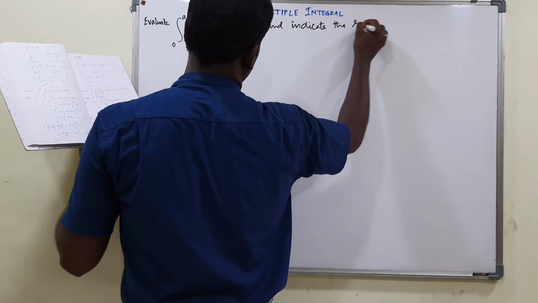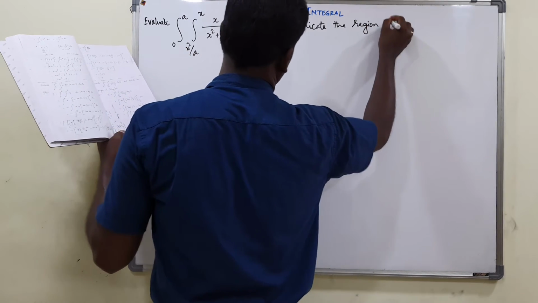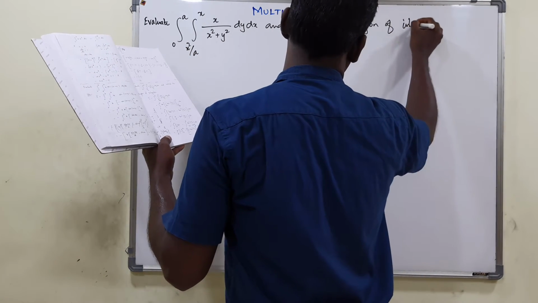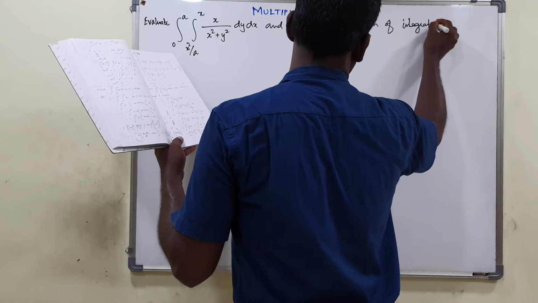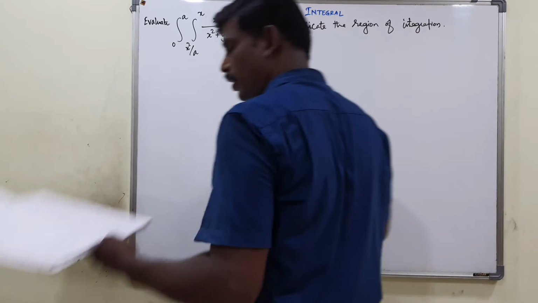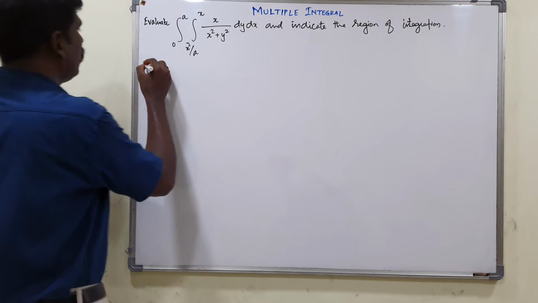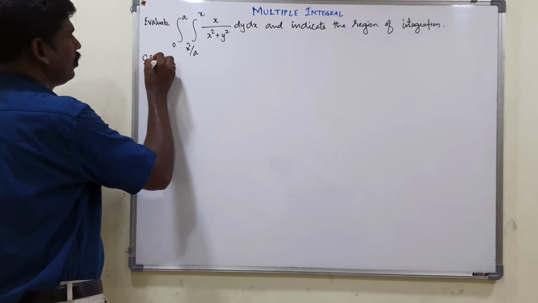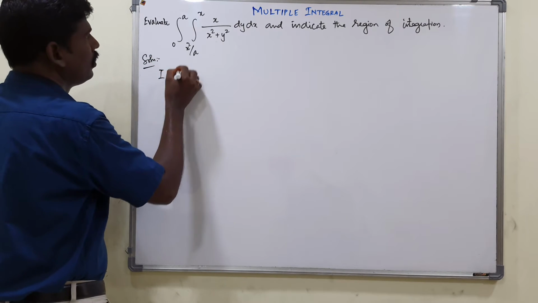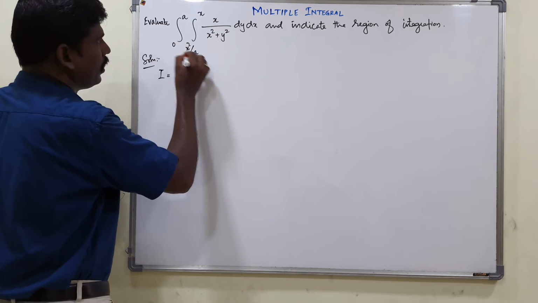Indicate the region of integration. Okay, solution. So I is equal to integral 0 to a.